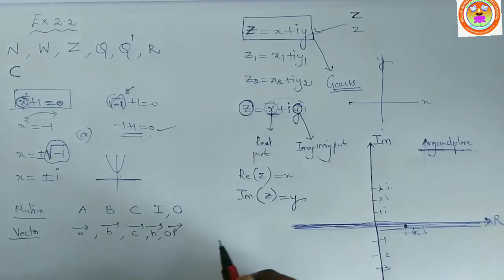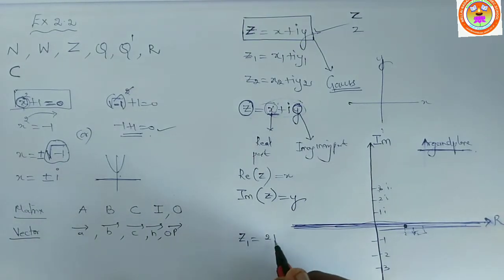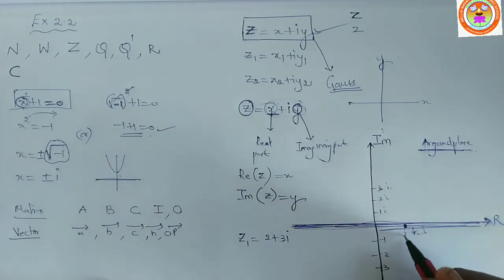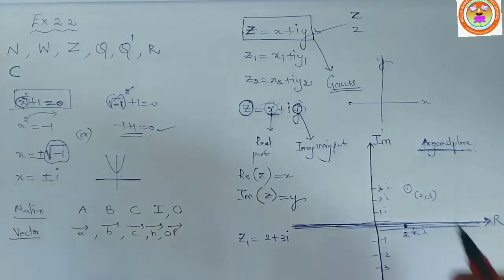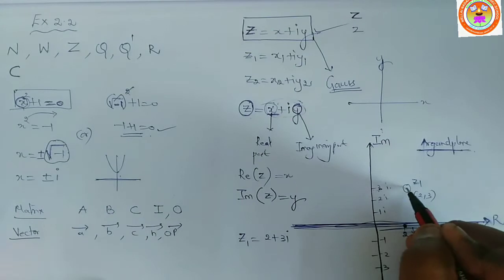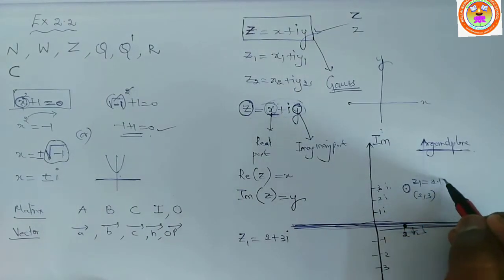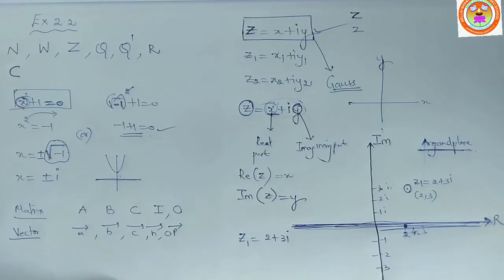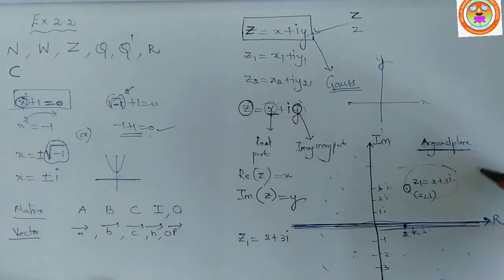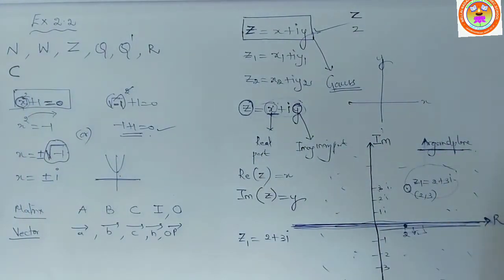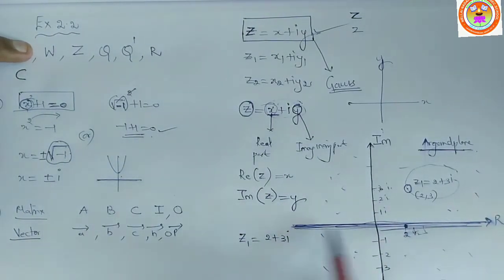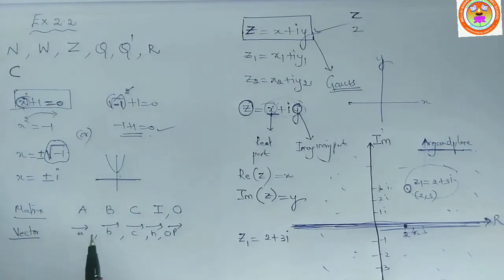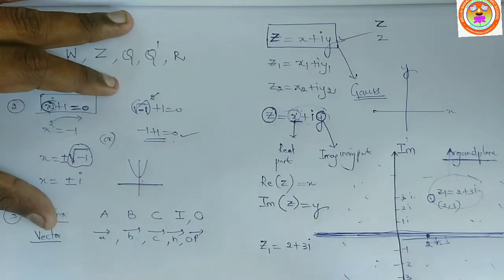For example, if I want to plot z1 is equal to 2 plus 3i, 2 is present here and 3 is present here. So I can write (2, 3), or I can write it as z1. This point is nothing but z1, or I can write z1 is equal to 2 plus 3i, because this is a complex number. The whole plane contains only complex numbers. This line only contains real numbers. The full plane contains imaginary numbers, nothing but complex numbers. In this, the main special one is 0.